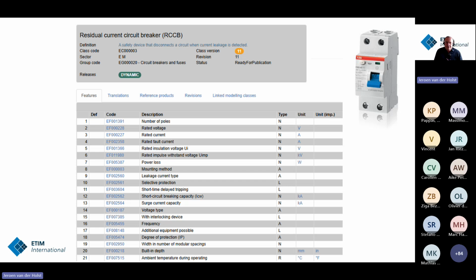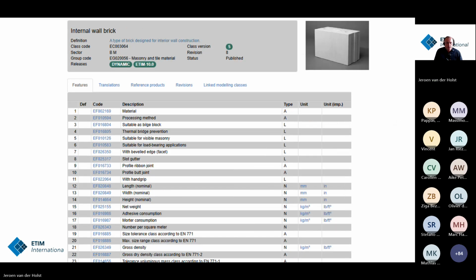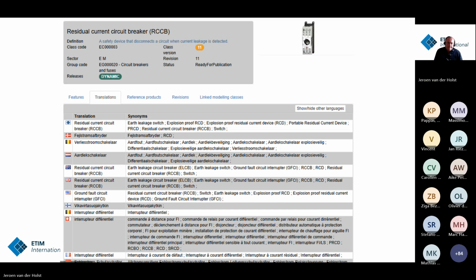As you can see, the product class and its features all have been given an ID number. That's what you see there. It's called class code, feature code, unit code. And the same applies to products of any other sector, of course. And tied to the ID number of that class, a complete list of translations and synonyms are being maintained by our community.